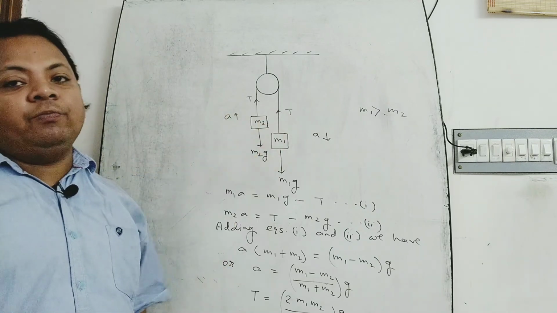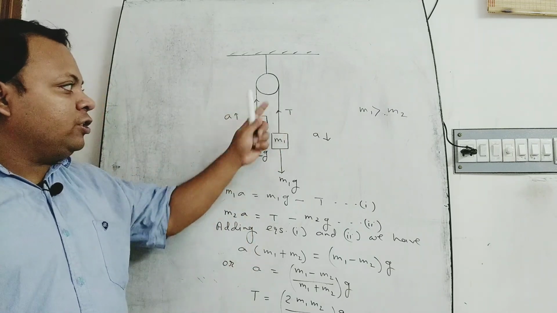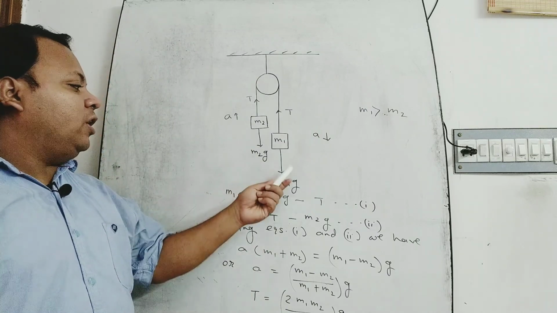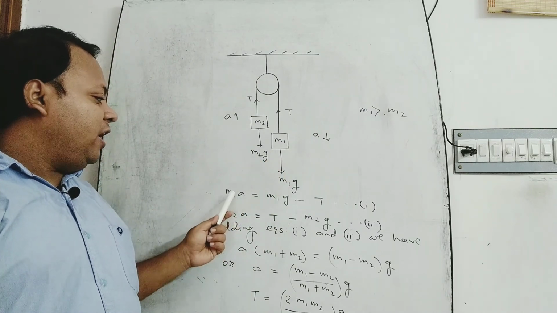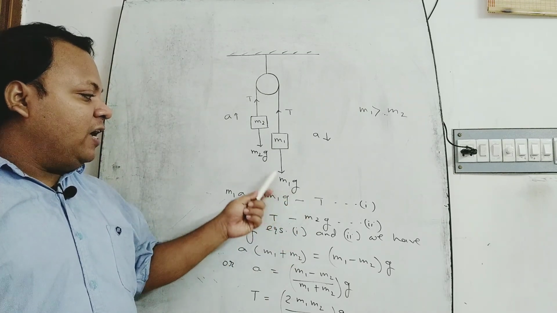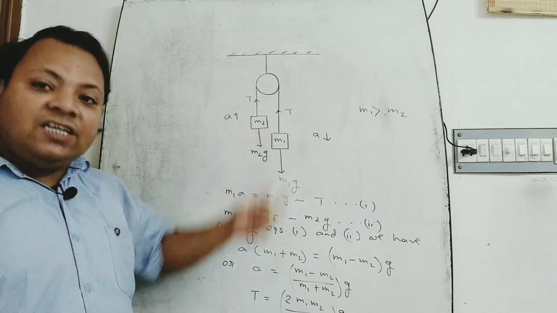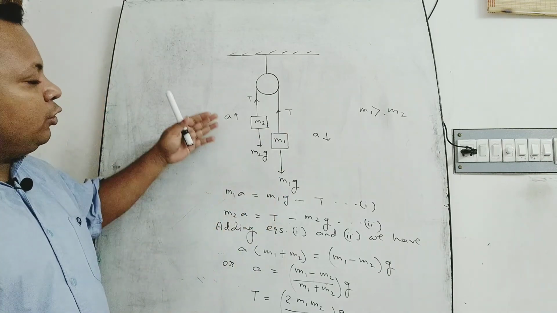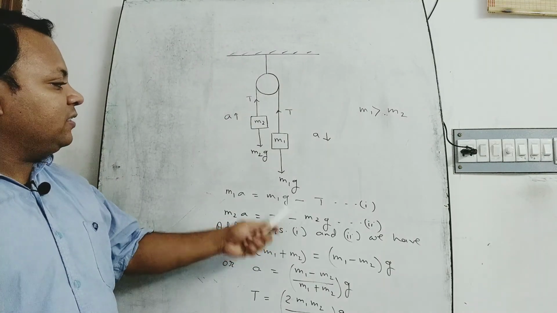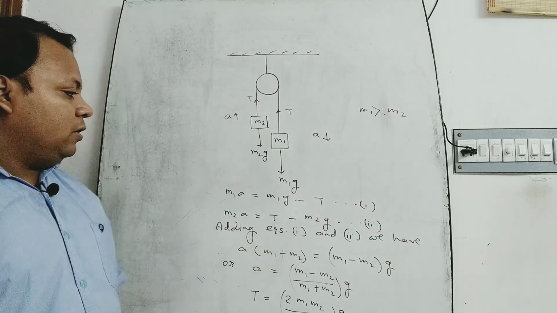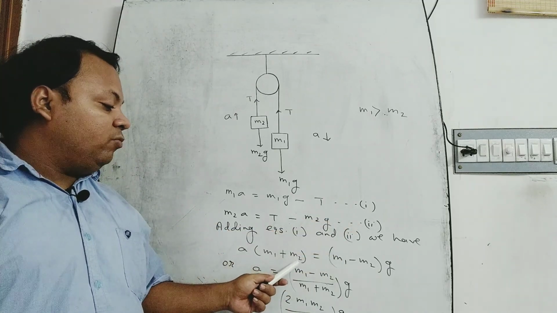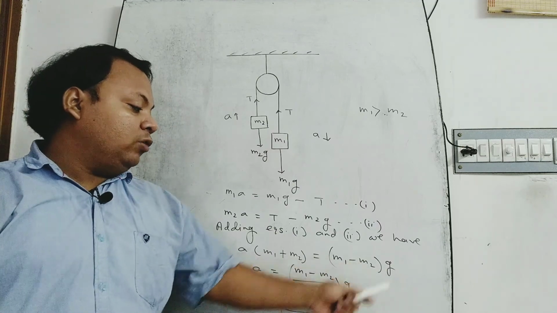T is the tension of the string. The equation of motion for the first body is m1a = m1g - T, since here m1g is greater than T. The equation of motion of the second body is m2a = T - m2g. Adding equations 1 and 2, we have (m1 + m2)a = (m1 - m2)g.